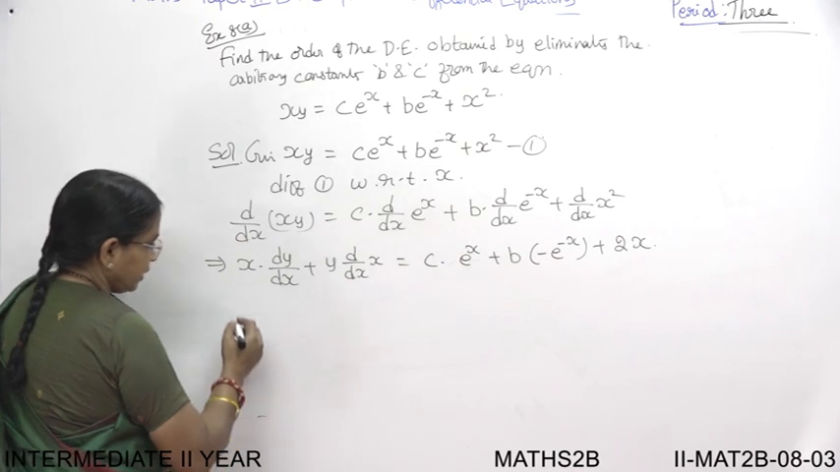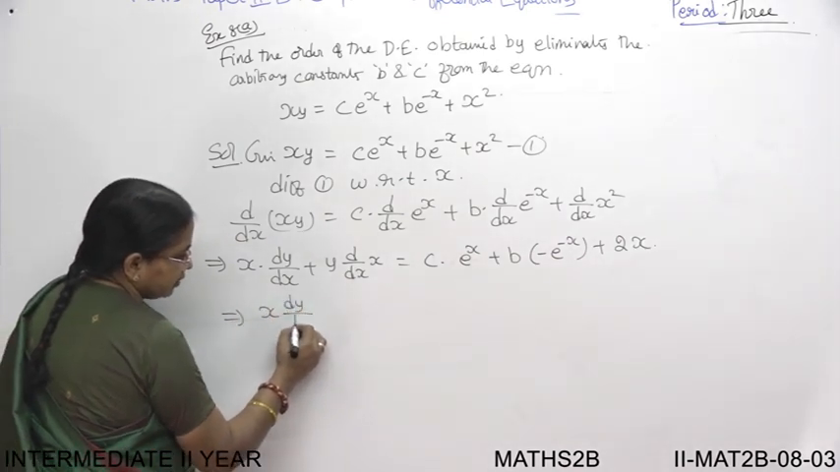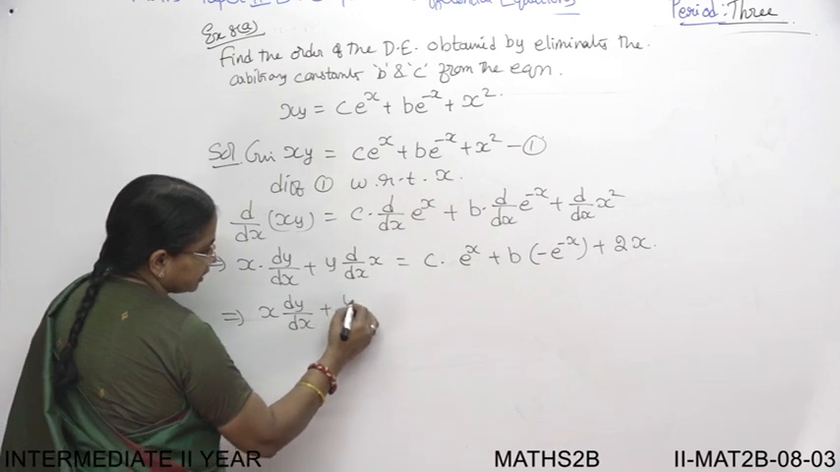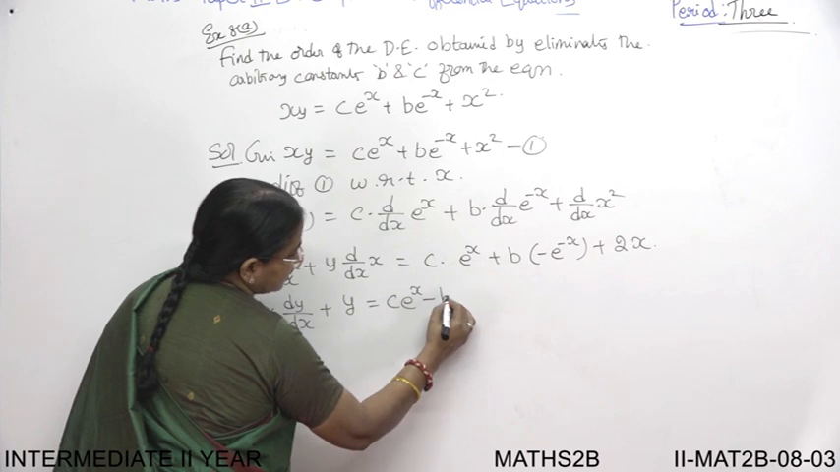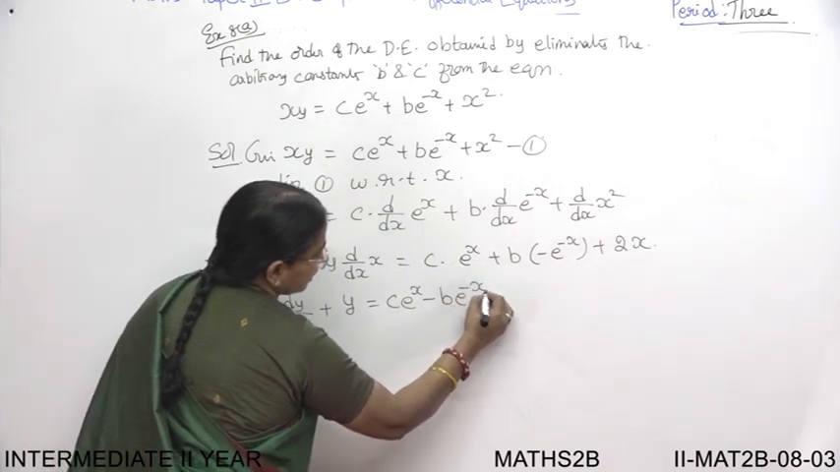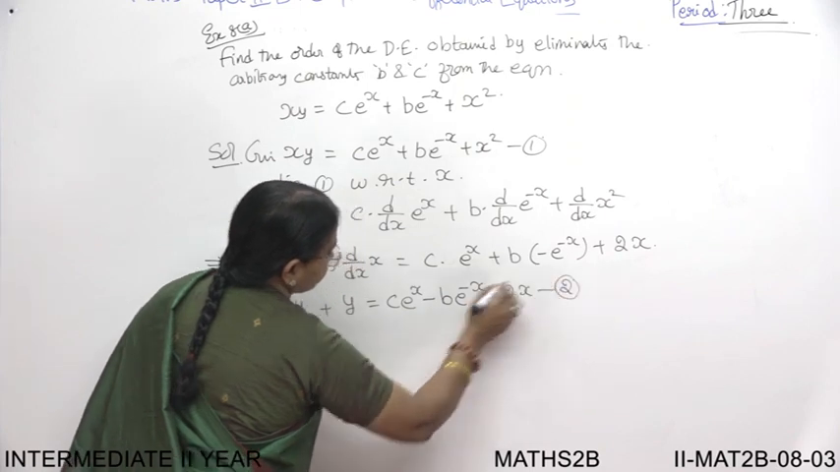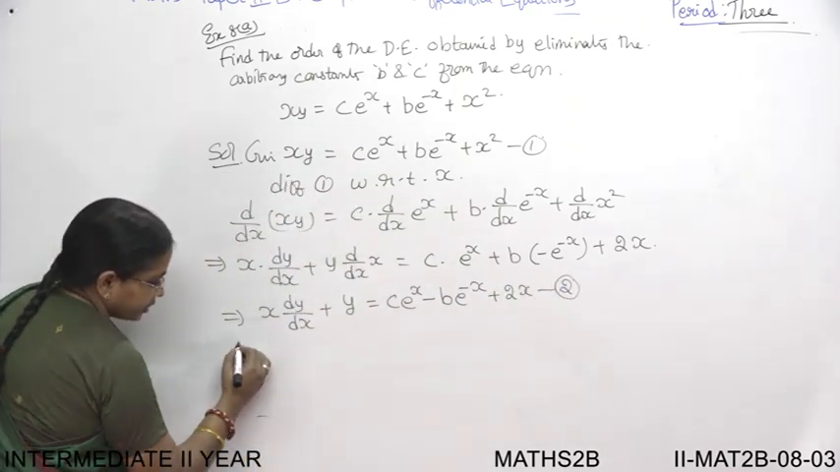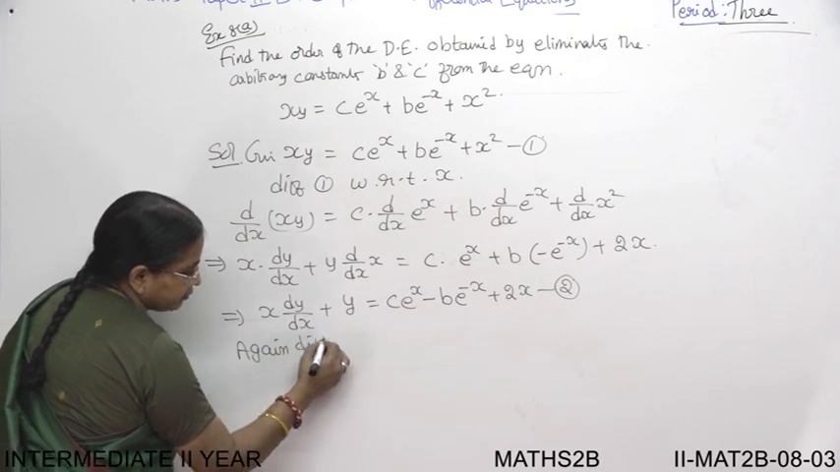So that means finally what did you get? x into dy by dx plus y is equal to c e power x minus b e to the power minus x plus 2x. So this is the second equation. Now again differentiating, because there are two arbitrary constants, you must differentiate twice.